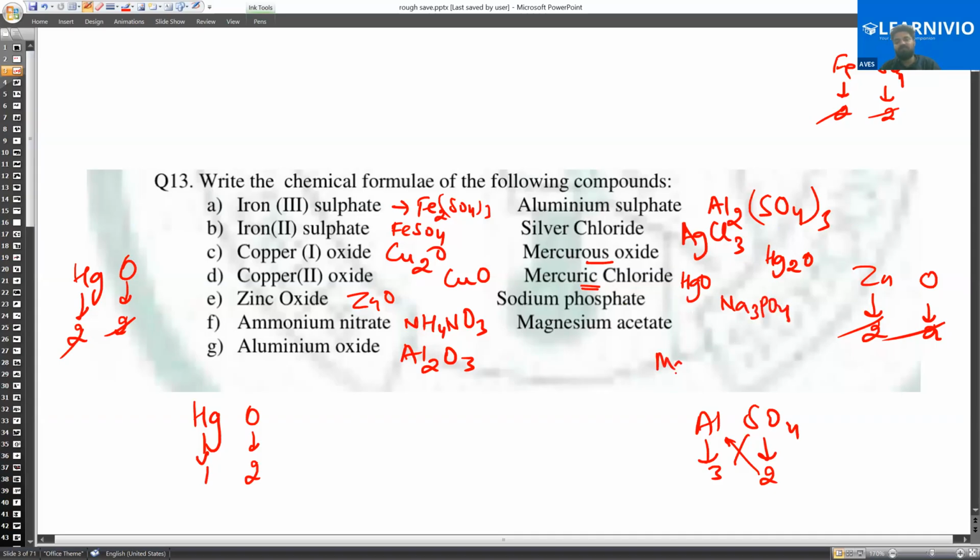Magnesium acetate is Mg(CH3COO)2. So if you have put an incorrect one, any one of them, please do the corrections, and then let me know if you have done.